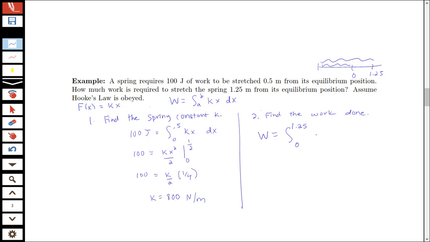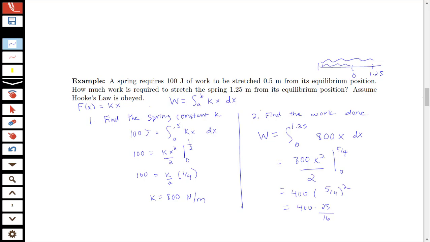And I'm going to need to integrate kx here, where k is equal to 800. So I'm integrating 800x dx. Okay, so we're going to have 800 x squared over 2 from 0 to 1.25. Notice it's going to be a little easier for us arithmetic-wise here to convert the 1.25 to a fraction. So I'm going to say from 0 to 5/4 here. So I have 400 times 5/4 squared minus 0 squared. Okay, so we have 400 times 25 over 16.